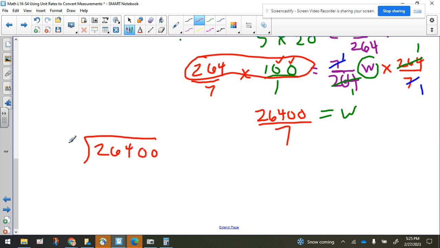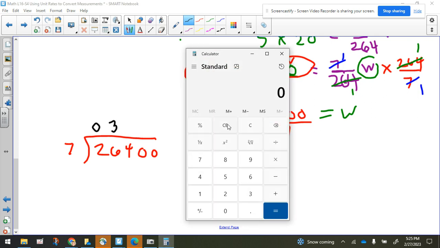Now, to save you the time and effort, because I know that some of you it would take a long time to do this algorithm, we're going to use the calculator. 7 would not go into that, and it would go into this 3 times, but we're not going to finish it this way because for some of you that would take a while. I mean, you should be able to do that, but let's talk about it on the calculator. So if we're going to do this on the calculator, we would take this number, 26400, and divide it by 7, and look at what we get.